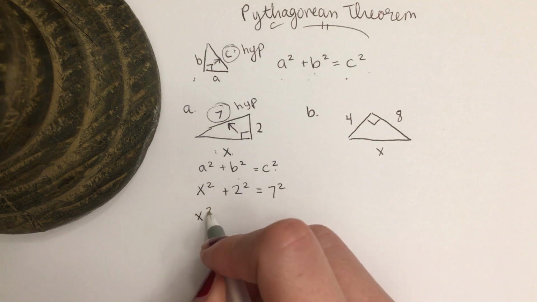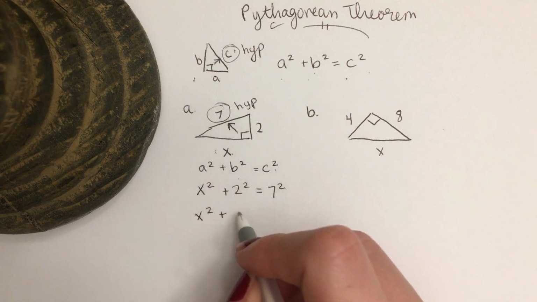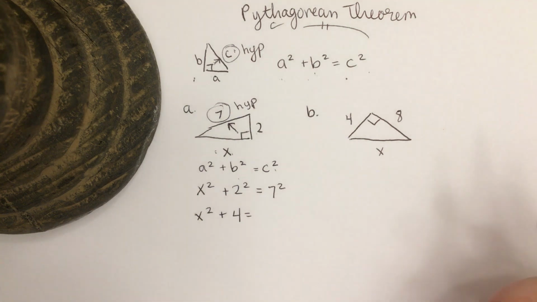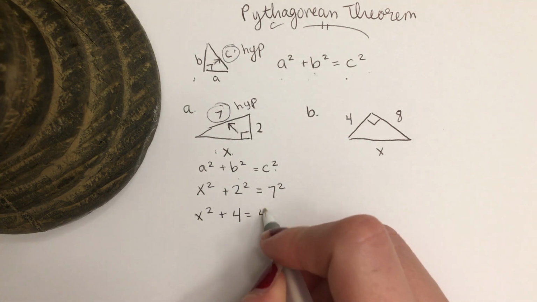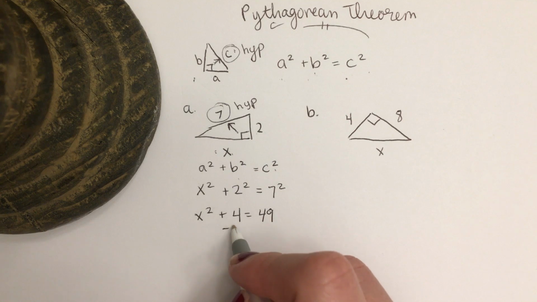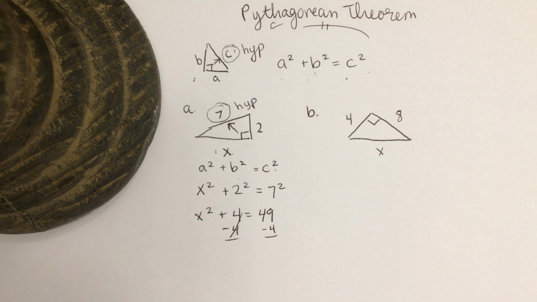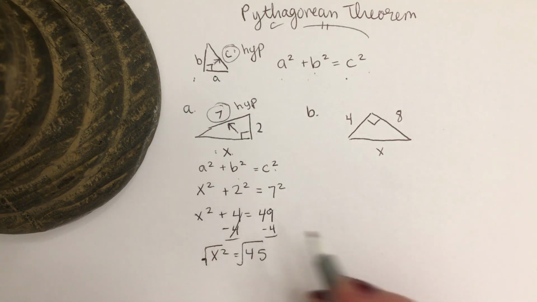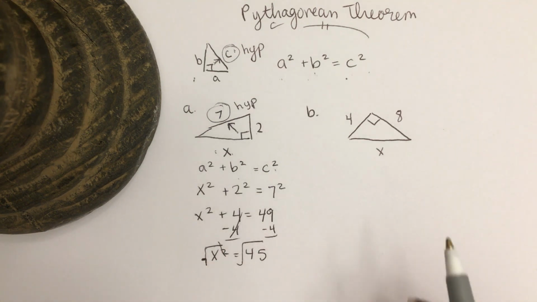I'm going to leave x squared alone for right now. 2 squared is the same thing as 2 times 2, so that's 4. And then 7 squared is the same as 7 times 7, which is 49. So my next step is to subtract 4 from both sides, because again, my goal is to get that x all by itself. So that's going to leave me with x squared equals 45. And then the final step I don't want you to forget is to take the square root of both sides, because again, I don't want x squared, I want x. So we have to take the square root to cancel out that x squared, and it's going to leave me with x equals the square root of 45.